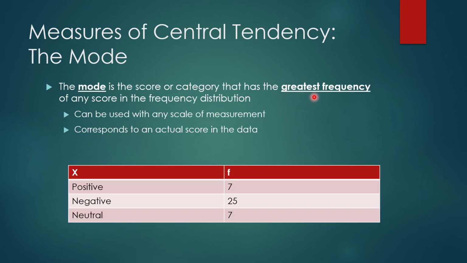Now the mode is the one that has the greatest frequency. The mode is used mostly with nominal data. It can be used with any scale of measurement, but it's the most accurate to use with that nominal scale of data. And it corresponds to an actual score in the data. So here, let's say we had positive, negative, and neutral. This would be like how you feel about statistics: I feel positive about it, I feel negative about it, or I feel neutral about it. Which one has the greatest frequency? Here we can see that negative feeling.